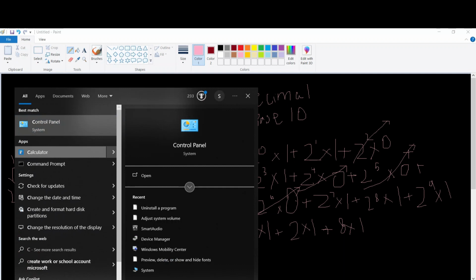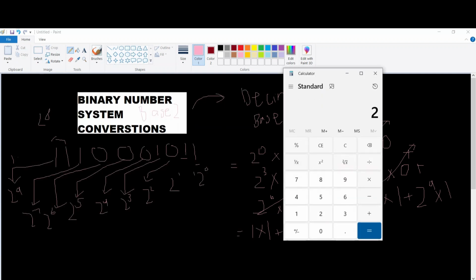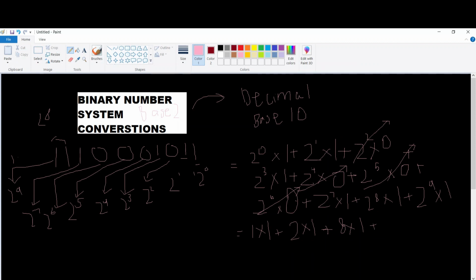We'll use a calculator. 2 raised to power 7 is 128 multiplied by 1. 2 raised to power 8 is 256 multiplied by 1. And the next is 2 raised to power 9, which equals 512 multiplied by 1.